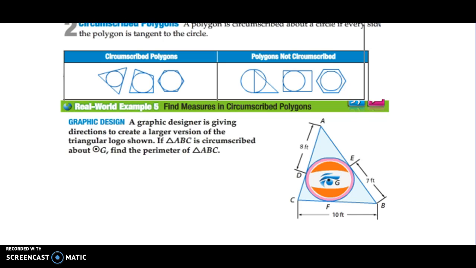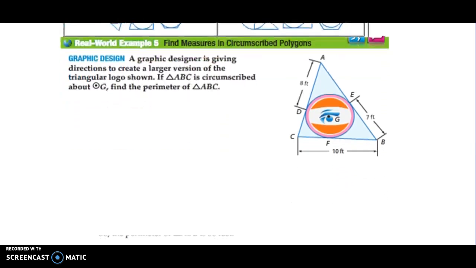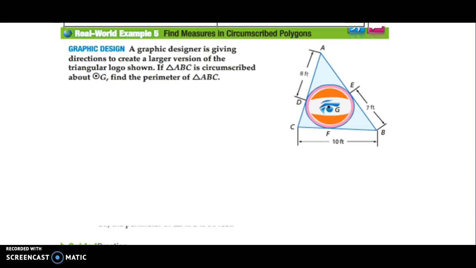Now, circumscribed polygons are polygons that are circumscribed about a circle, and every side is tangent to the circle. So let's look at an example like that. It says a graphic designer is giving directions to create a large version of the triangle logo shown below. If triangle ABC is circumscribed about circle G, find the perimeter of ABC. Okay, so the first thing we see right here is that CB is 10. Okay, that's already listed for us.